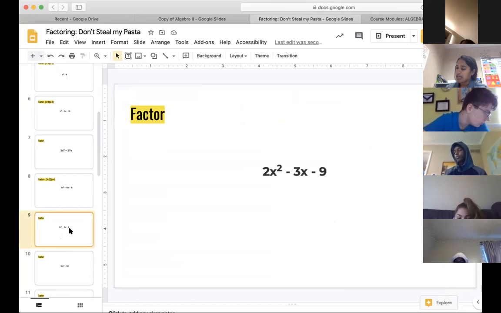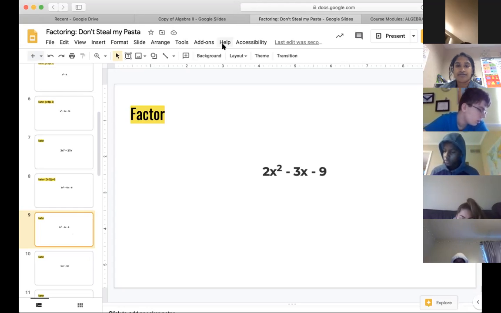2x squared minus 3x minus 9. 2x squared minus 3x minus 9. So, team ballers and team 1, it's up to you guys. X plus 3 squared, is that what you wanted to say, Gavin? Or is it x plus 3 times 2?